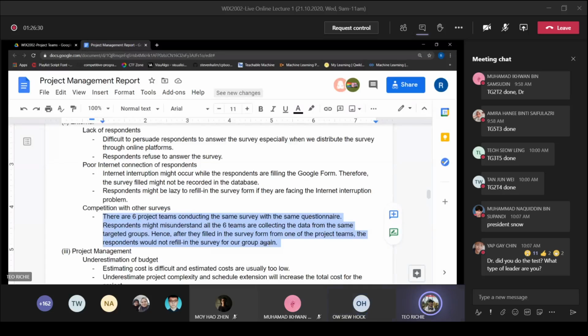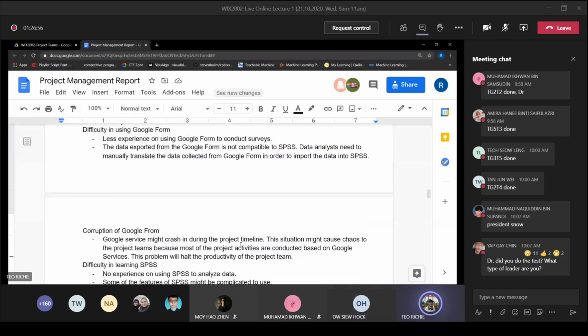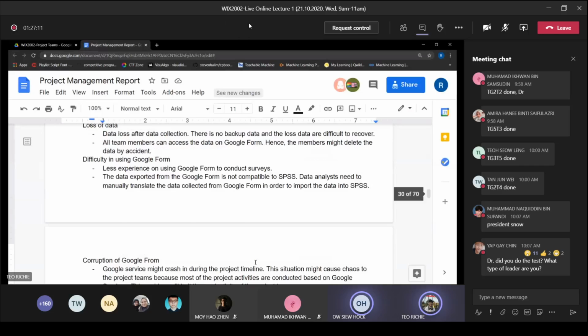Kind of yes and no, because for our group, we send the survey form to only the targeted respondents. But I do see in some occasions some survey forms were broadcasted in public groups and stuff like that. So that might affect the number of respondents we get. Okay, understand. Yeah, that is true. And the corruption of Google Form, I believe this was based on, I think you guys might be familiar with this event, like the crashing of Google services. Okay, understand.